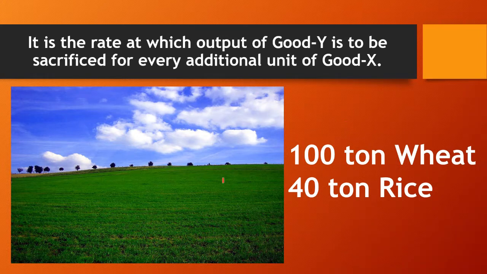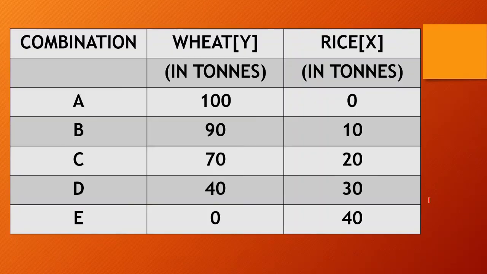Say I have a land and I am producing 100 tons of wheat and 40 tons of rice. This is a table where I am producing two goods, wheat that is good Y and rice that is good X. I have made 5 combinations. The first combination is A, where I am producing 100 tons of wheat and 0 tons of rice. Next, the combination B is 90 tons of wheat and 10 tons of rice.